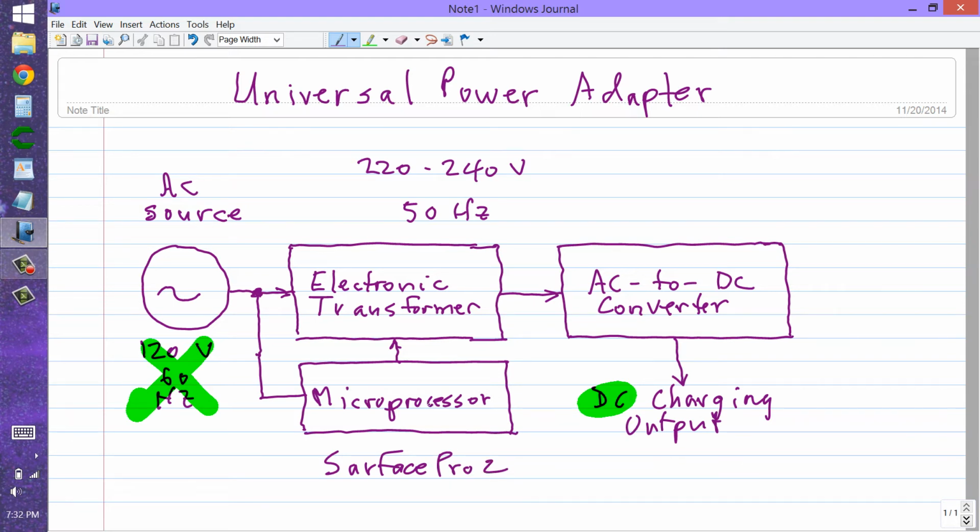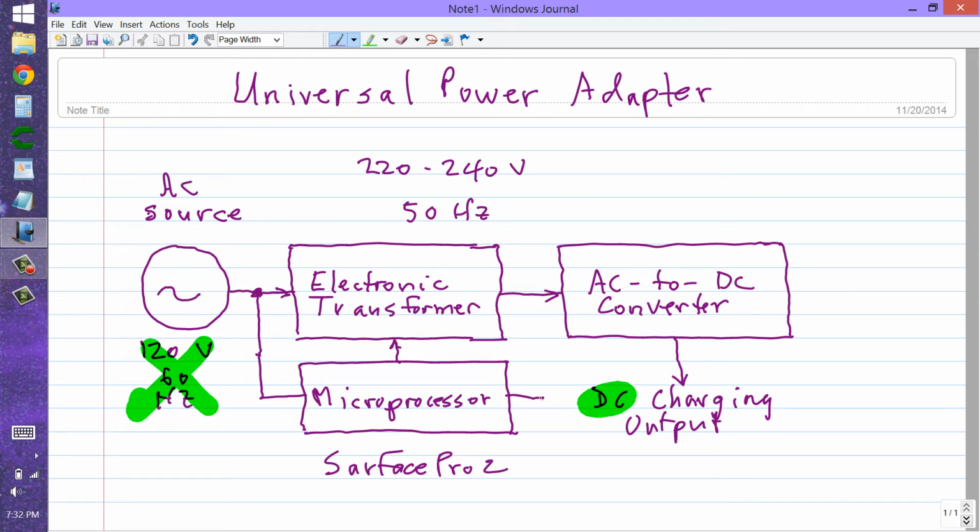You tell the microprocessor that it has a whole bunch of devices pre-programmed in it, so it will program this electronic transformer, and then there's a sensor in this microprocessor that senses what the voltage at the input actually is and what the frequency is, so that this electronic transformer will convert using this AC to DC converter to the proper voltage to charge your unit, and also the proper current delivering or charging rate capability.